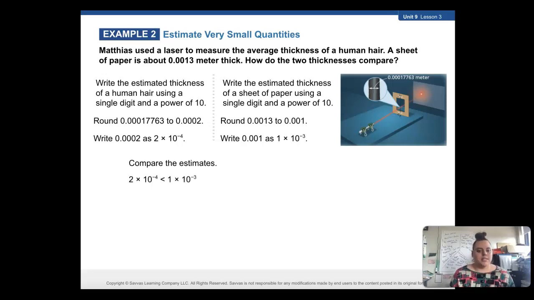We have 2 times 10 to the negative 4 and 1 times 10 to the negative 3. Because the larger a negative looks means the smaller it is. Same thing with the exponent. 2 times 10 to the negative 4 is less than 1 times 10 to the negative 3. So we can compare this by saying a human hair is thinner than a sheet of paper.